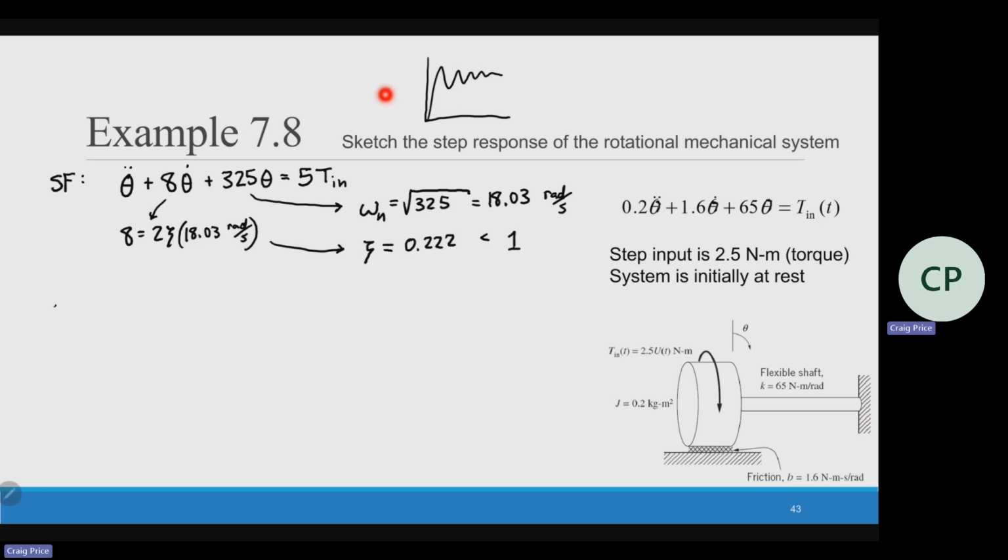So what is theta steady state? Where's this thing going to end up?